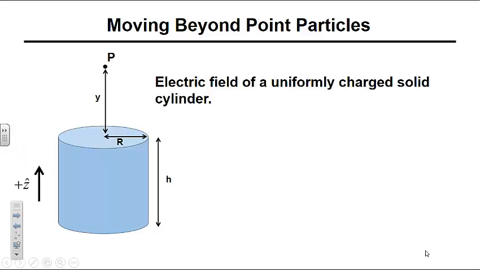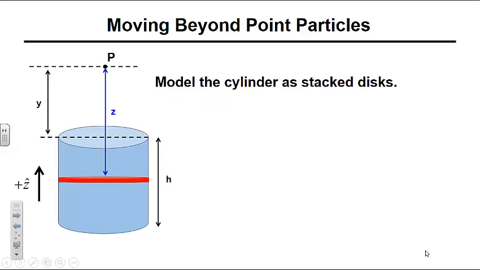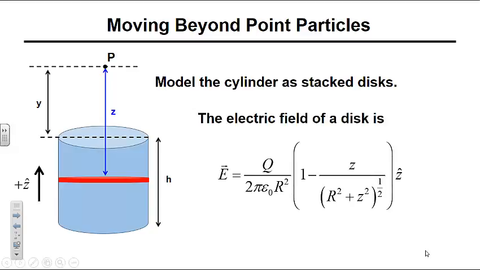Next, let's calculate the electric field of a uniformly charged solid cylinder, a distance y away from the top of the cylinder along the longitudinal axis of the cylinder. We can model the cylinder as a collection of thin disks. This shape is convenient not only because it matches the geometry of the cylinder, but also because we have already solved the equation for the electric field of a disk. In this equation, the z-axis is perpendicular to the plane of the disk, with a positive direction pointing away from the disk.